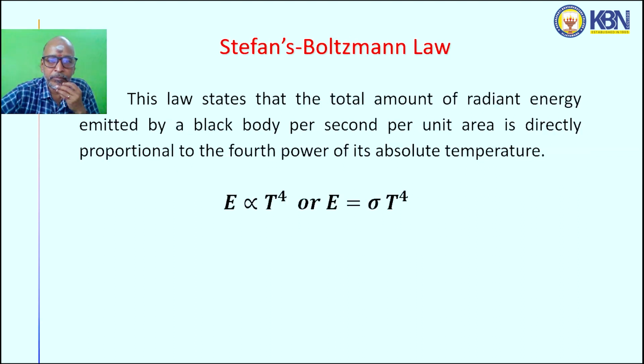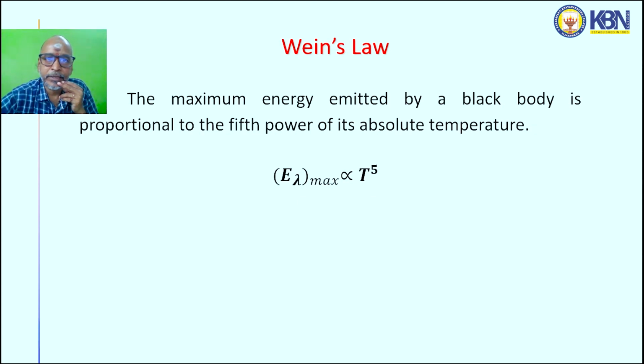And Stefan's law: the energy emitted by a black body depends upon its temperature, and as the temperature increases, the energy emitted also increases by the relation. The energy emitted by the black body per second per unit area is directly proportional to the fourth power of the absolute temperature. It is equal to sigma T to the power 4, where sigma is the proportionality constant called Stefan's constant, and its value is 5.67 into 10 power minus 8 in SI units.